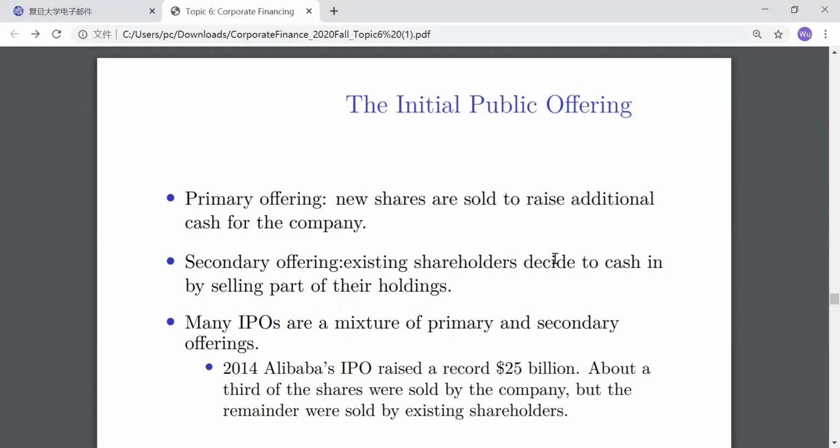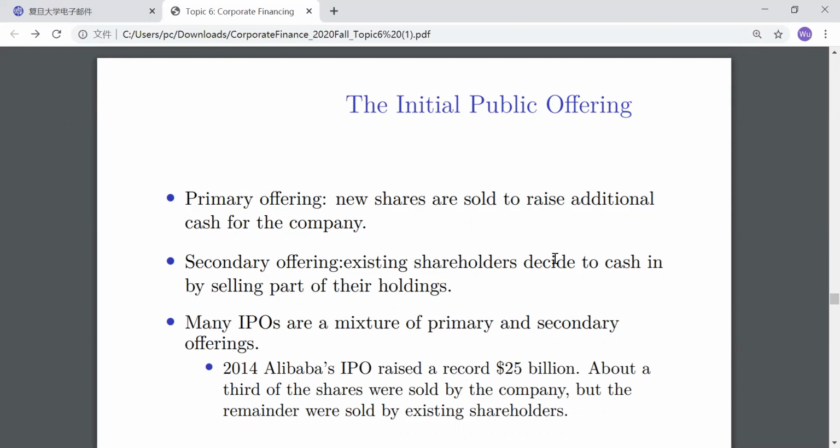In contrast, a secondary offering means that there's already an established company, and the company has already raised financing before, but existing shareholders decide to cash in by selling part of their holdings. So many IPOs are actually a mixture of primary and secondary offering.